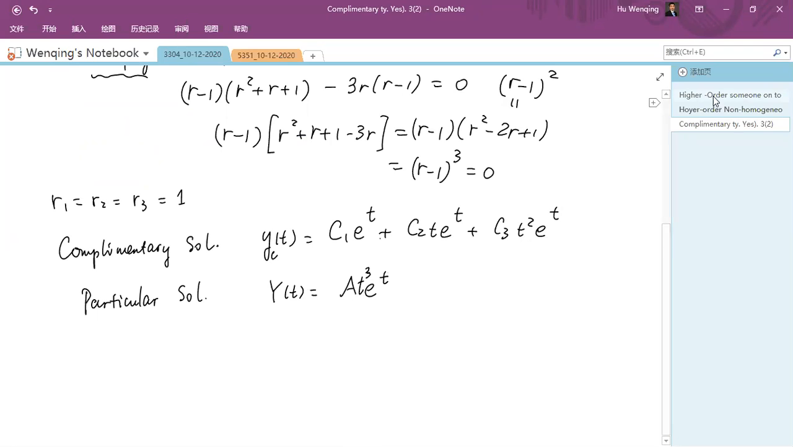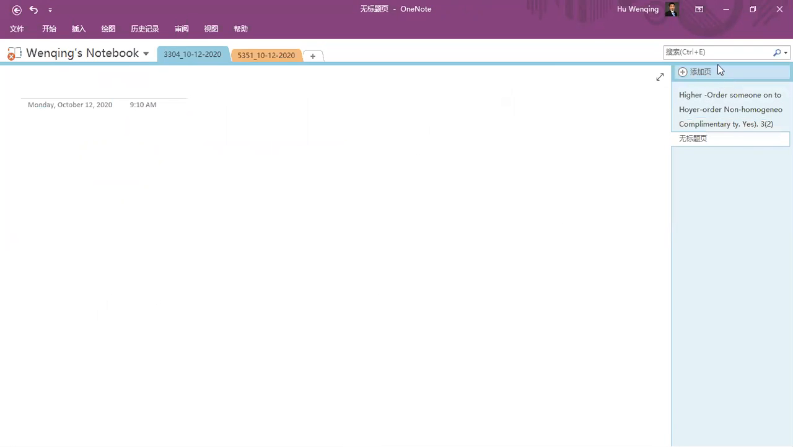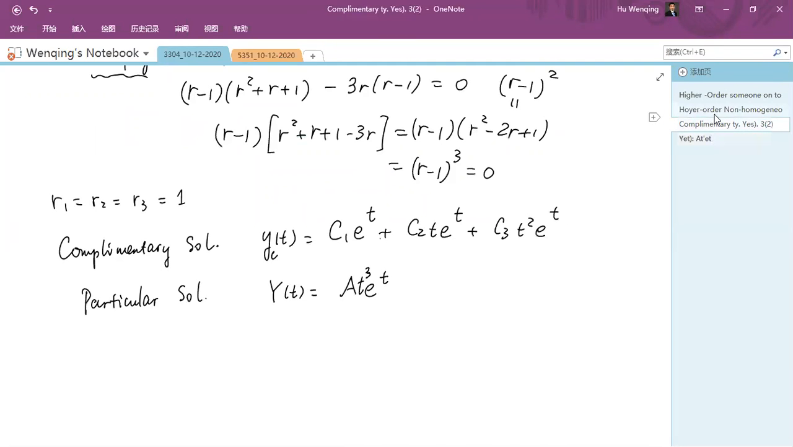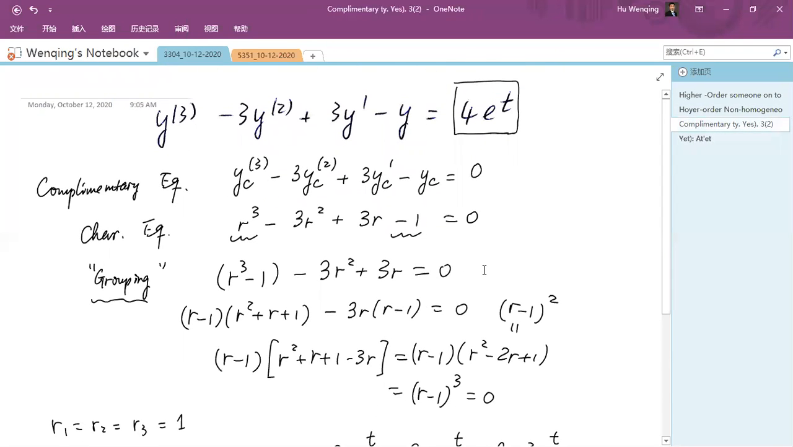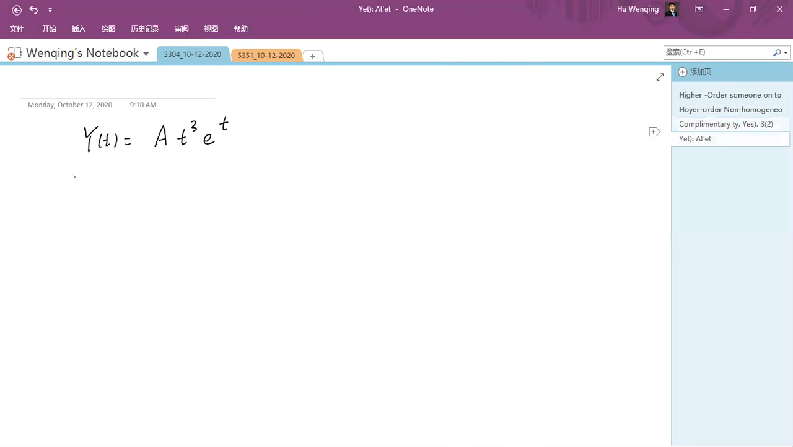As long as you have that particular solution, you want to start to try. So you try capital Y of t is equal to a t cubed e to the power of t. Therefore, how many derivatives should you take? Well, the original equation is up to the third order derivative. So you have to first take a first derivative.